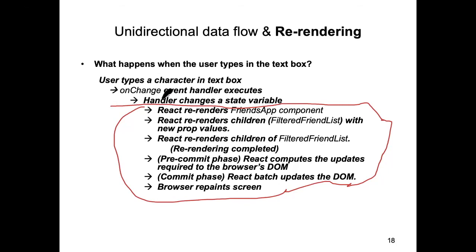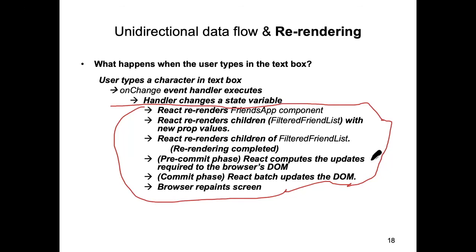In particular, when you type something in the text box, the onChange event handler executes, which causes the state change in the top component. That top component re-renders. It re-renders all its children. They re-render their children, etc., etc. So the entire component hierarchy goes through its re-rendering or re-execution process. When all of that is done, then React computes.